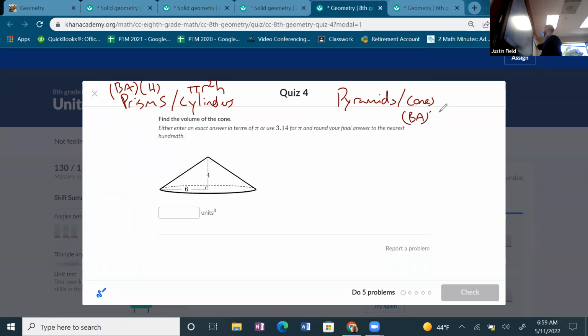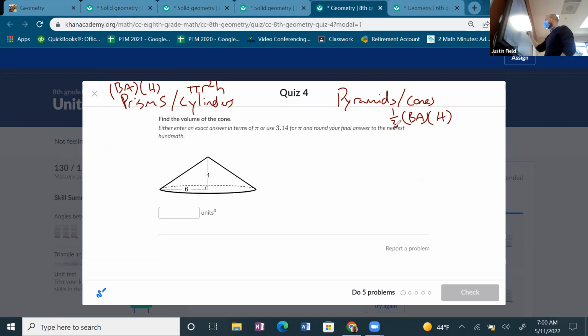But as you can see, it decreases and decreases. And so actually for a cone, it works out that there's a specific fraction we can put in front and then still use our formula. And as you can see, that fraction is 1/3. For a pyramid, it depends on the shape of the base. It could be 1/2, but for the cone it's 1/3 base area times the height.